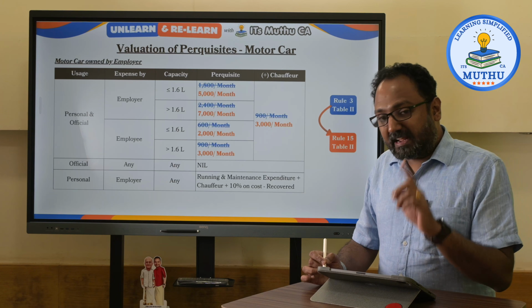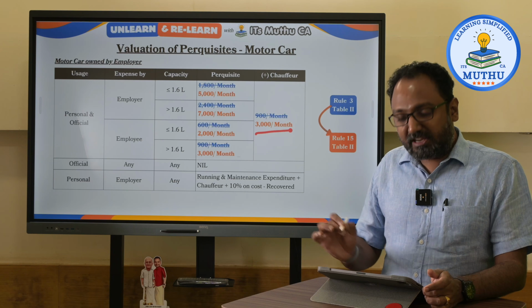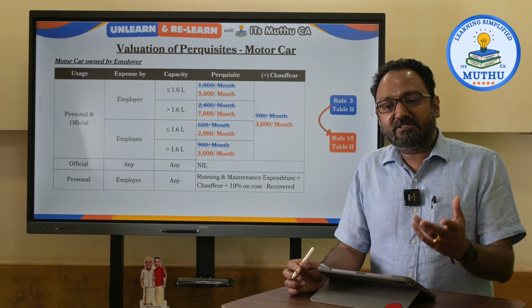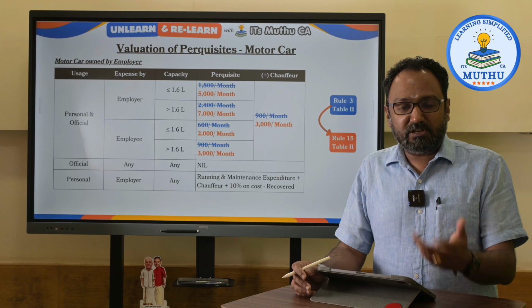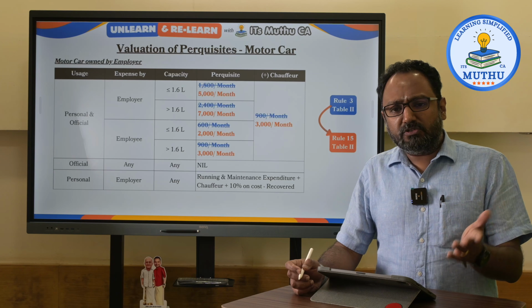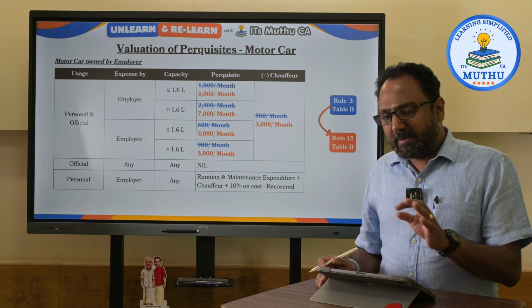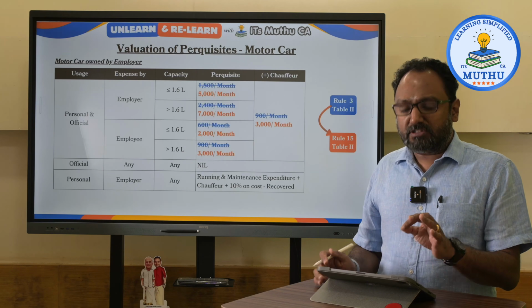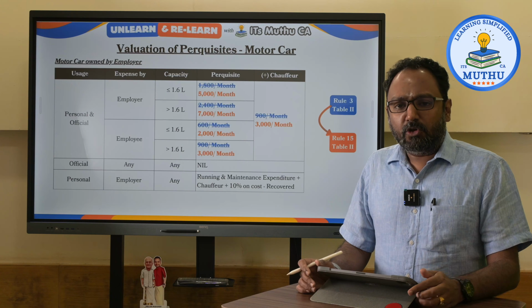And if you are having a driver, that is a chauffeur, earlier it was only 900 per month. Now it is 3,000 per month. So it means for a driver, you will be treated as having an income of 3,000 per month in addition. If it is exclusively used for office use, it is not a perquisite. If it is exclusively for personal use, it is running and maintenance expenditure plus chauffeur cost plus 10% on cost minus recovered. No change from the earlier Rule 3.